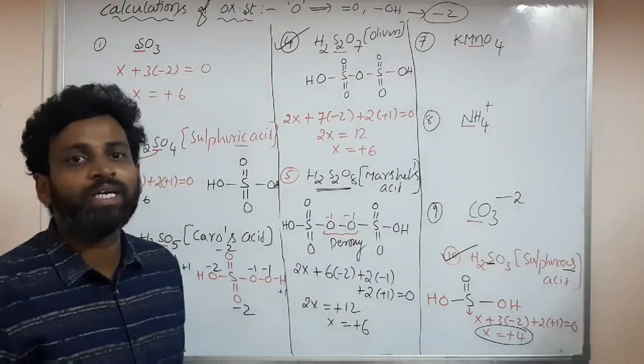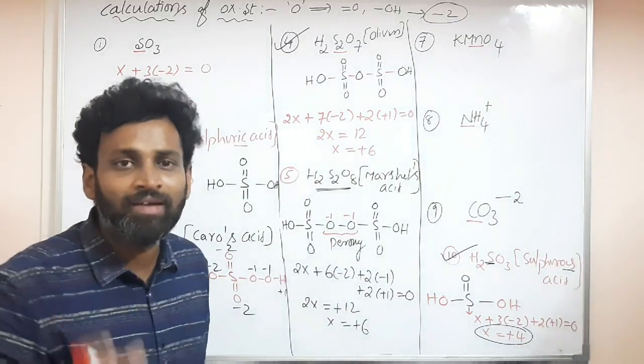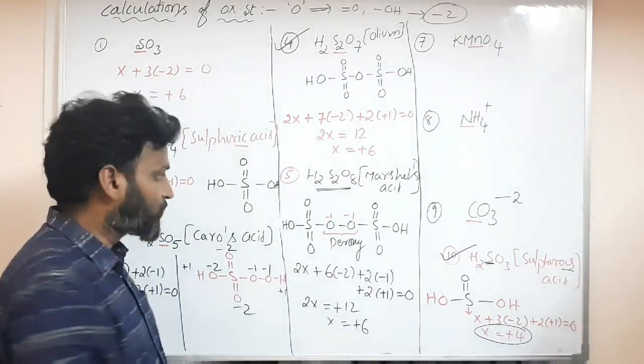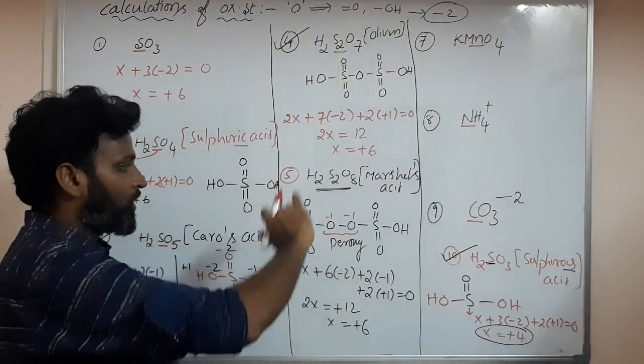So you must know the structure. I told you how to write the structure. Sulfur has 6 bonds here. With 4 bonds you try, you won't get this. Sir, why is this not the acid? I'll write it with 4 bonds.